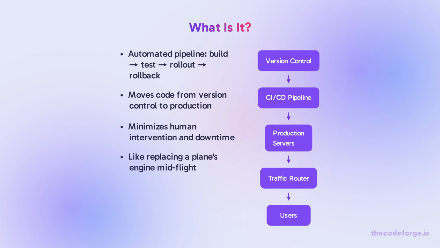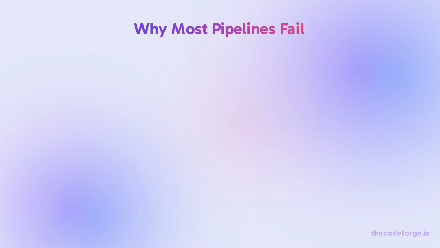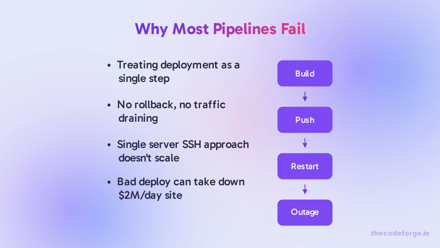Think of it like replacing the engine on a flying plane. You bring a second plane alongside, transfer passengers one by one, and if the new engine sputters, you switch back instantly. Before we talk patterns, understand the failure modes. The most common mistake is treating deployment as a single step: build, push, restart. That's how you get a full outage when the new code has a bug that only manifests under real traffic.